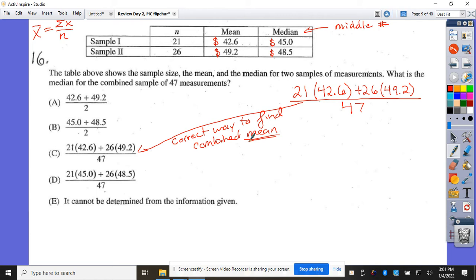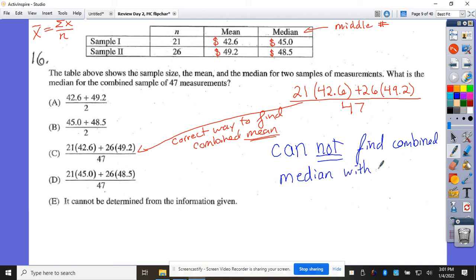So if all I have is the middle number, and I know how many there were, can I now find my new middle number? Yes or no? Do I have an equation for median? You cannot find combined median without actual data.